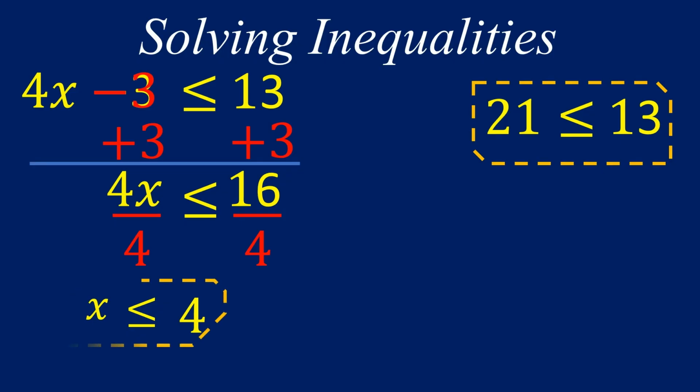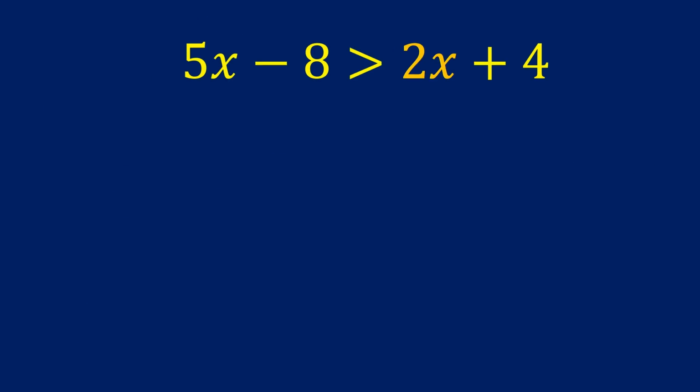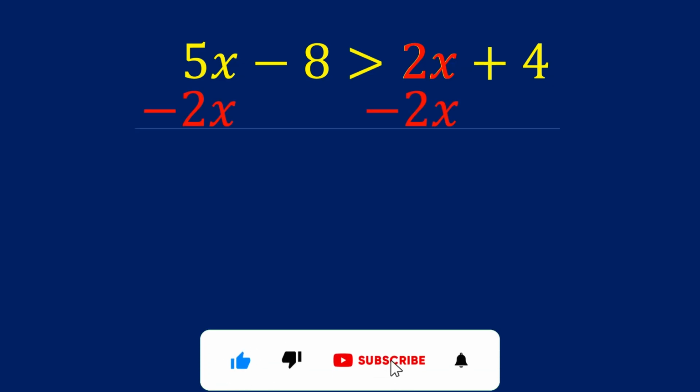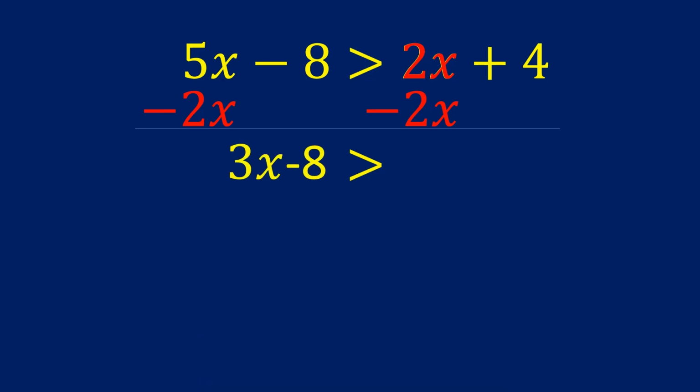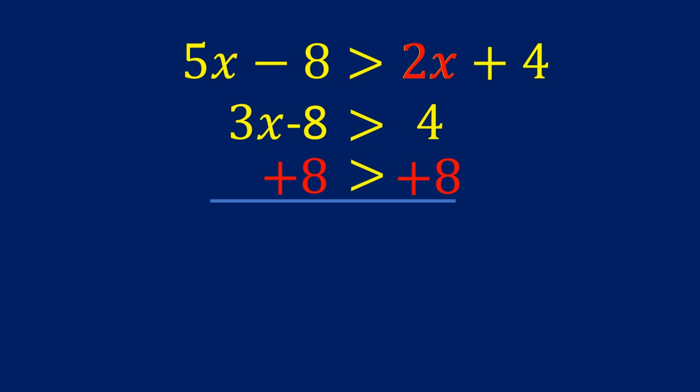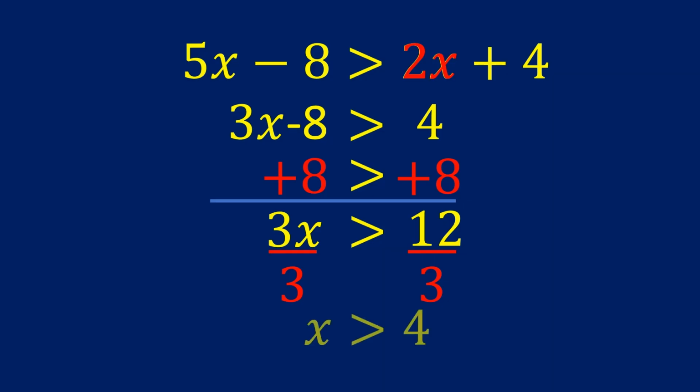Now let's solve an inequality with unknowns on both sides. We start by subtracting 2x from both sides. On the left-hand side, 5x minus 2x is 3x, and we still have minus 8. On the right-hand side, the x terms cancel, leaving 4. Next, we deal with the minus 8 by adding 8 to both sides. The 8's cancel on the left-hand side, leaving 3x, and on the right-hand side, 4 plus 8 is 12. Finally, we divide both sides by 3. 3x divided by 3 is x, and 12 divided by 3 is 4. So the solution is x is greater than 4.